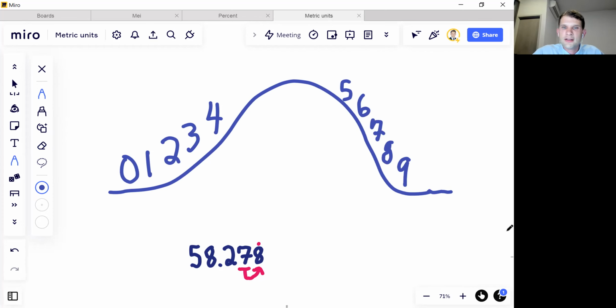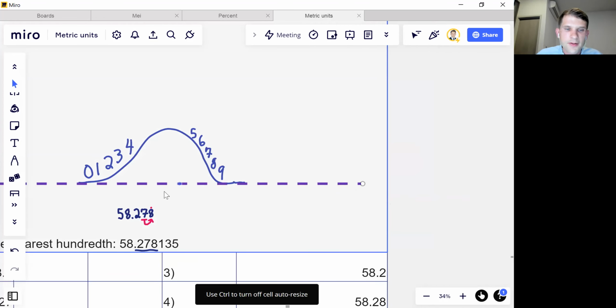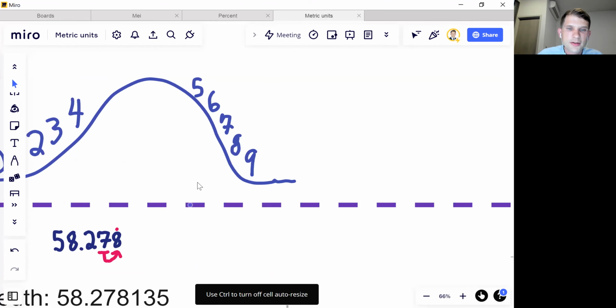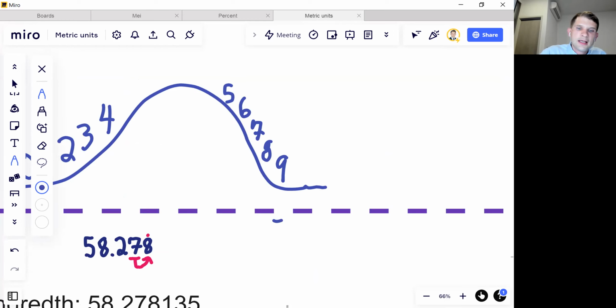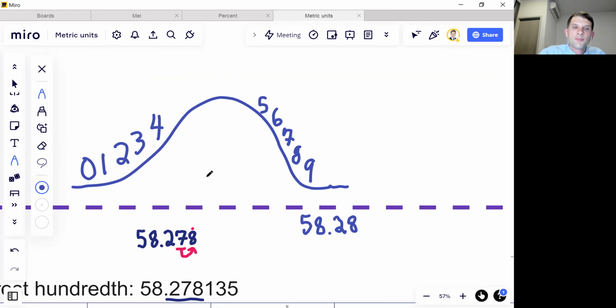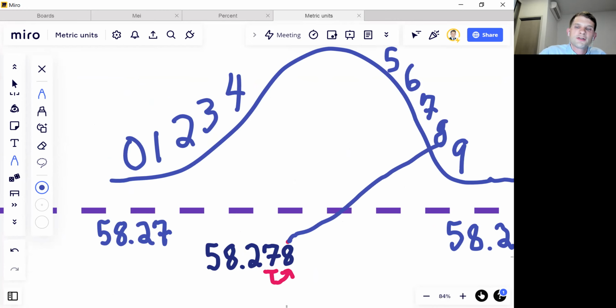Okay. And if a number is on the right side of this rounding roller coaster, we're going to round up to 58 and 28 hundredths. If it was a number less than 5, we would round down to 58 and 27 hundredths. So we're going to take this 8 here and just take it for a ride on the rounding roller coaster.